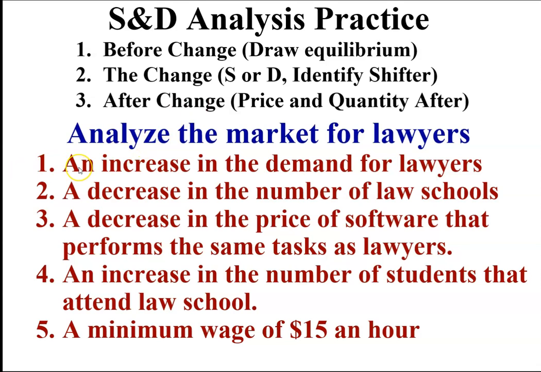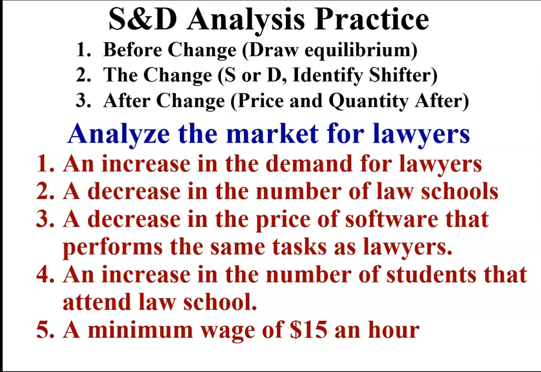So number 1, if you're analyzing the market for lawyers, an increase in the demand for lawyers means demand would increase or shift to the right. Number 2, a decrease in the number of law schools means the supply of lawyers would shift to the left or fall. Number 3, a decrease in the price of software that performs the same tasks as lawyers. There would be a decrease in the demand for lawyers.